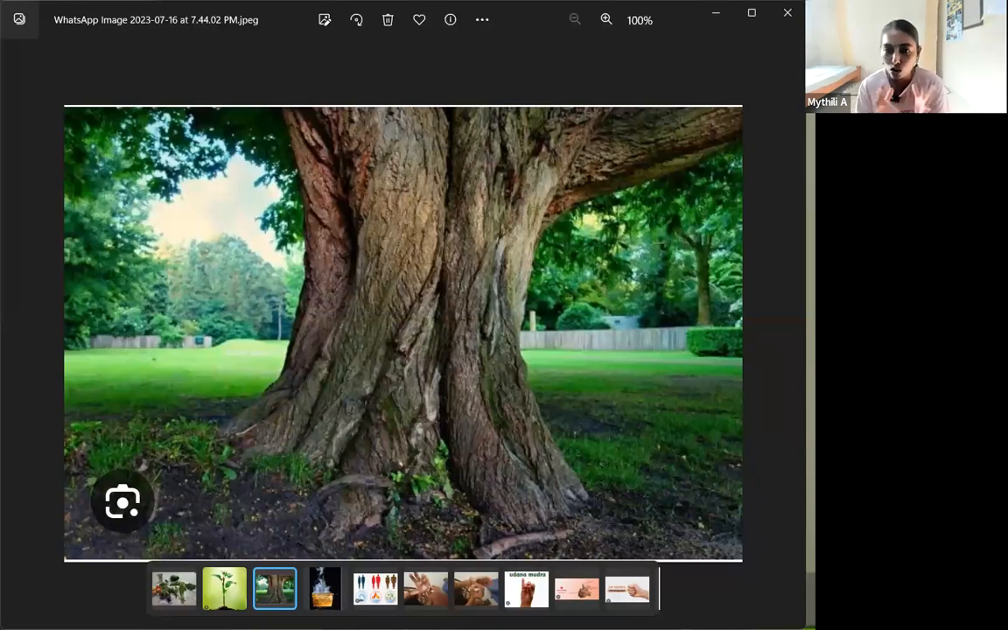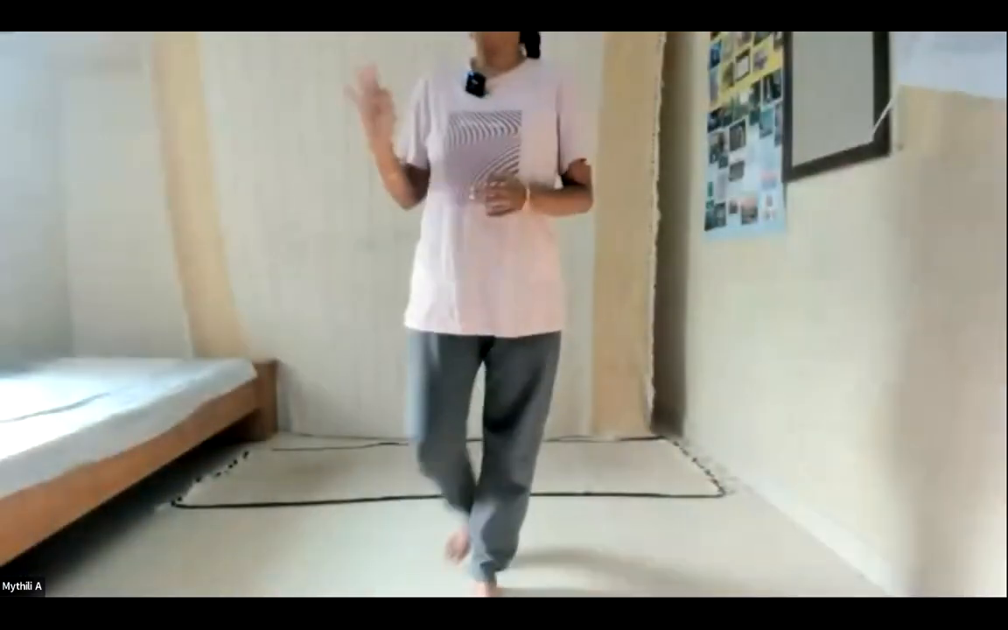Whereas this is an age-old tree. Observe its trunk. It is so hard and stiff, so hard and thick, right? Can you bend this trunk? We cannot bend this trunk, right? The same way, flexibility is the third factor.